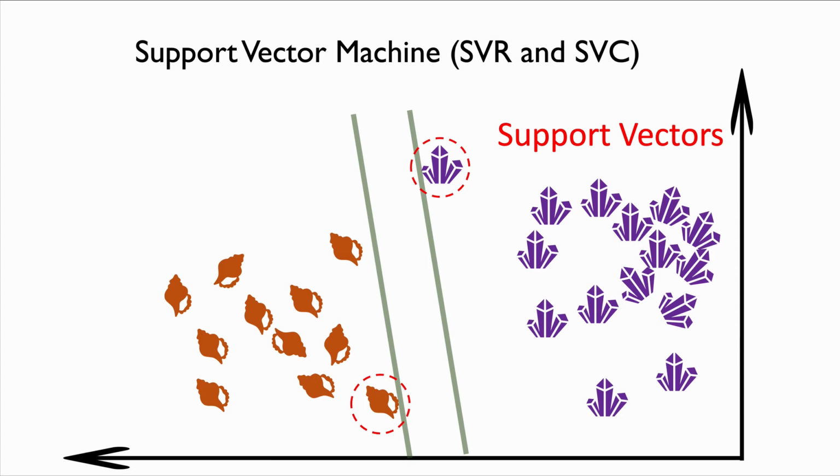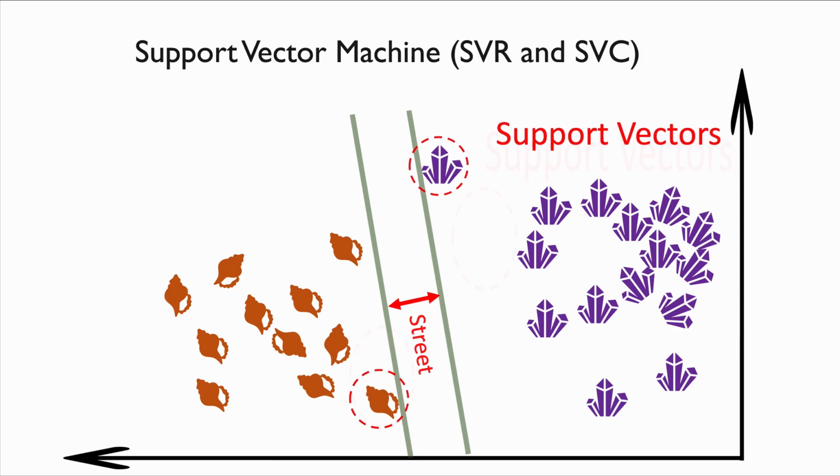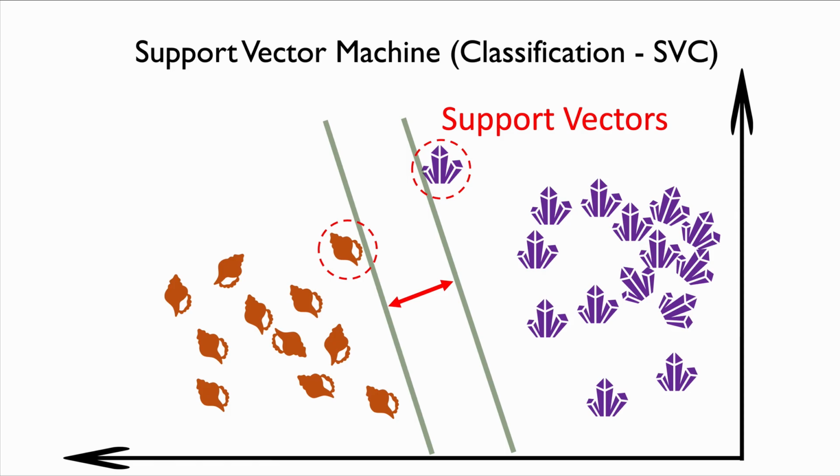Now, for classification purposes, the goal of SVM is to maximize the distance between these two lines. The distance between these two lines is known as the street. So you want to maximize the street when you do classification. That's known as SVC. So you can turn your lines and then you choose different support vectors. And in this particular case, the largest street, where you have the biggest distance between the two classes, is represented by these two support vectors.